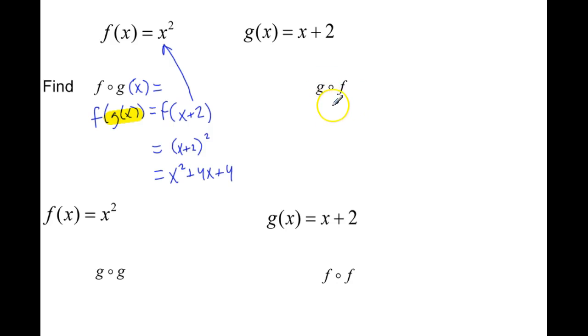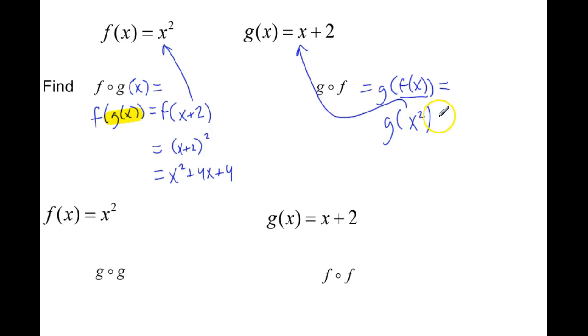Now let's compose it the other way. So this is really saying g of f of x. And so you plug in the f of x function first. f of x is x squared, so it'd be g of x squared. Now the x squared gets plugged in here for x, and we get x squared plus 2.